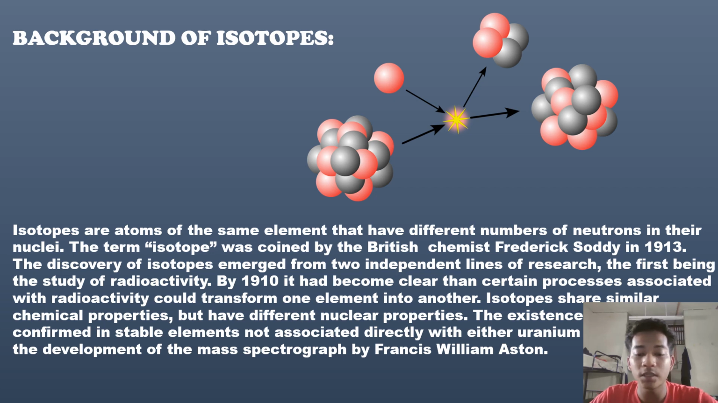Isotopes share similar chemical properties but have different nuclear properties. The existence of isotopes was confirmed in stable elements not associated directly with either uranium or thorium with the development of the mass spectrograph by Francis William Aston.